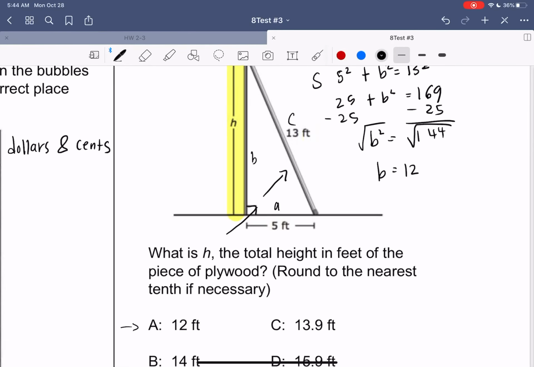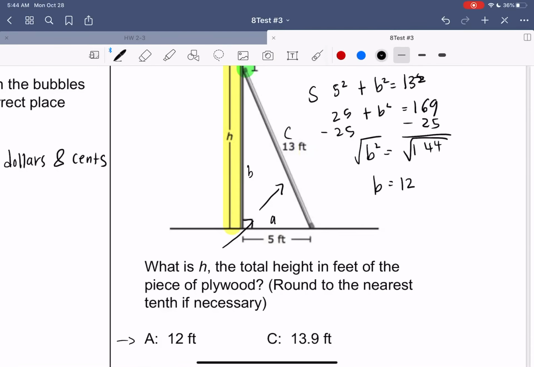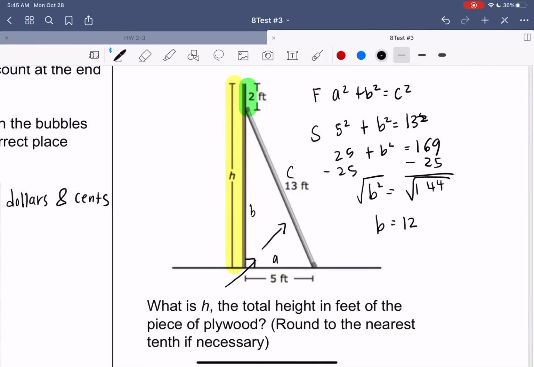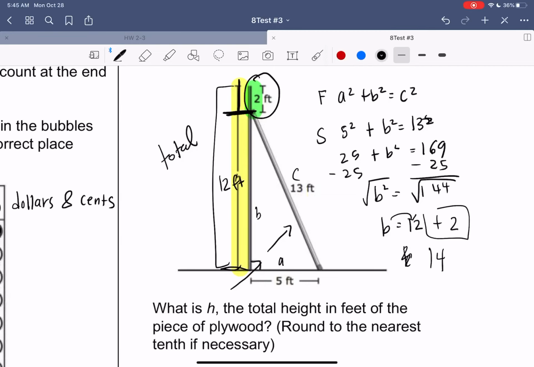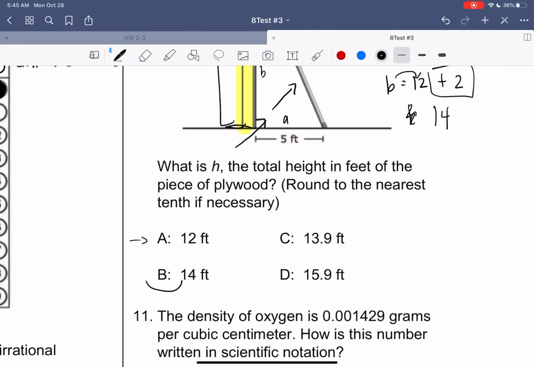And of course, they gave us an answer that was this. The thing that was tricky is that they had this additional 2 feet. So we have to add those 2 feet in order to find the total height. They were looking for the total. So from here to here was 12 feet, and then we had to add this additional amount to get the total height of 14. So B was 12, and then we add 2, which would give us B here.